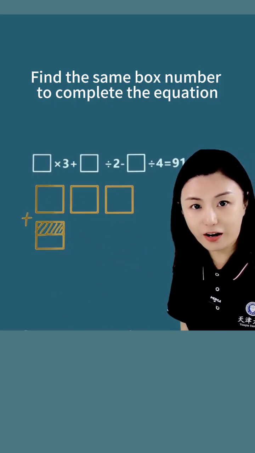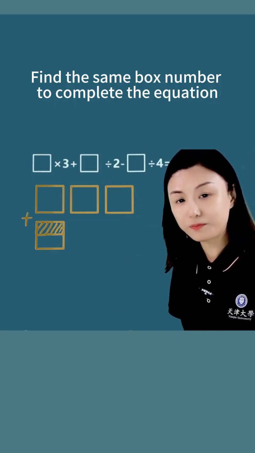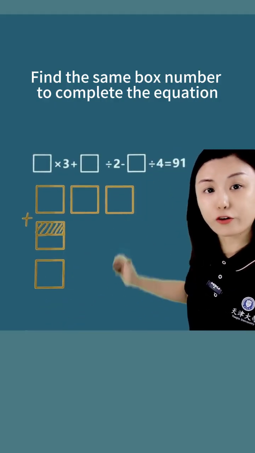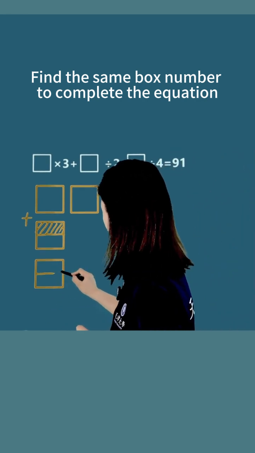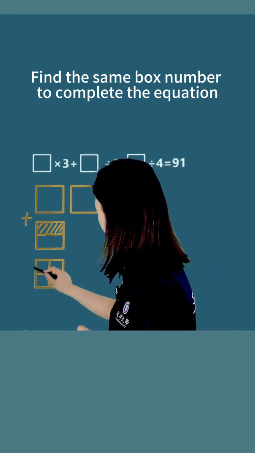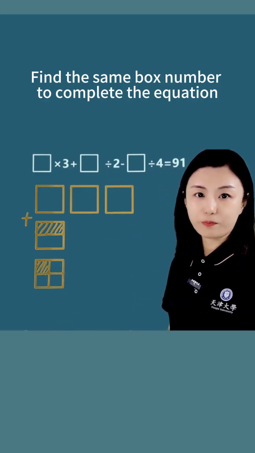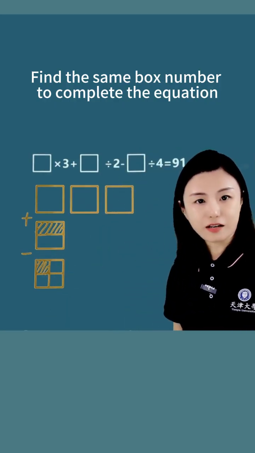And finally, we need to subtract box divided by 4. How do we show this? Let's keep drawing. Divide this box equally into 4 parts and take one of them. Isn't that just the box divided by 4? So after dividing it into 4 small parts, this shaded part is box divided by 4. But here we need to subtract it. So in the middle, it should be subtraction.